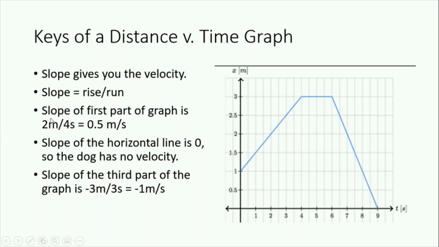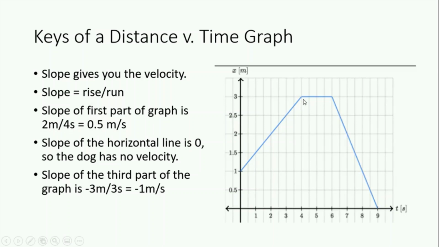So if we look at each section of this, for the slope of the first part of the graph, our rise would be he goes from 1 meter to 3 meters. So that would be 2 meters distance. And then how long did it take him? Well, how much time went by? He was at 0 seconds to 4 seconds. So that's a total of 4 seconds. So 2 meters divided by 4 seconds gives us 0.5 meters per second.